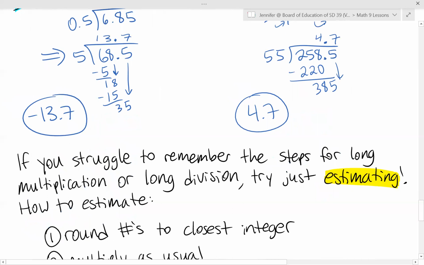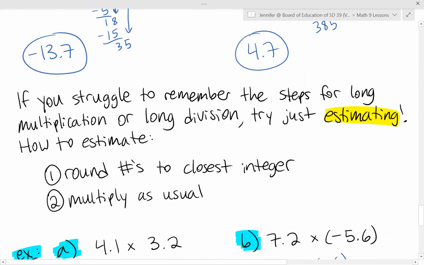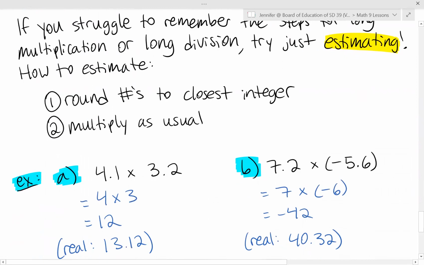If you struggle to remember the steps for long multiplication or long division, because I know it can be complicated, then you can try just estimating. This is similar to estimating with addition and subtraction. So you're just going to round your numbers to the closest integer and multiply or divide as usual. So I have 2 examples here for multiplication. 4.1 times 3.2, I round both those down because 1 and 2 are on the lower side. We get 12, and it's fairly close to the real answer of 13.12.